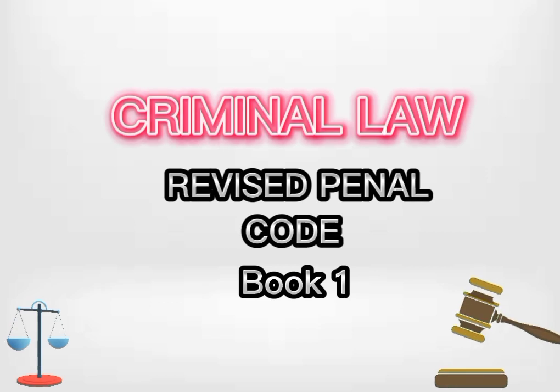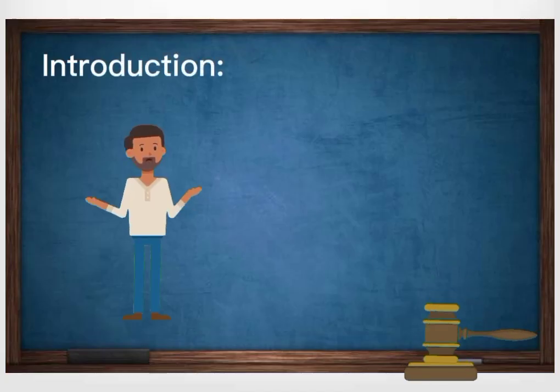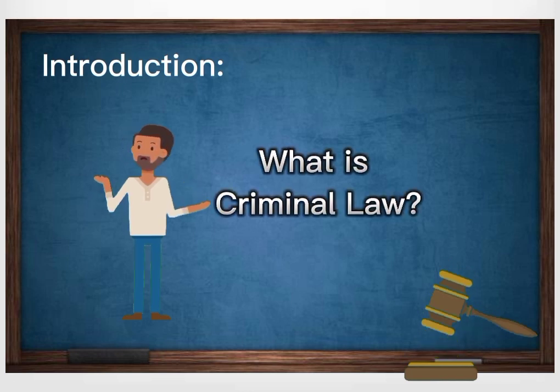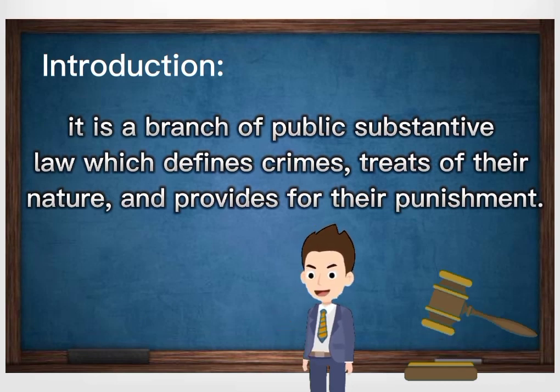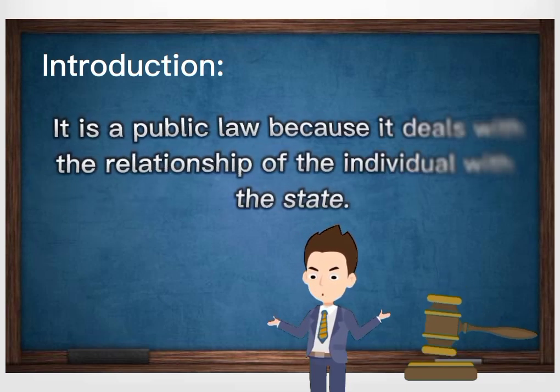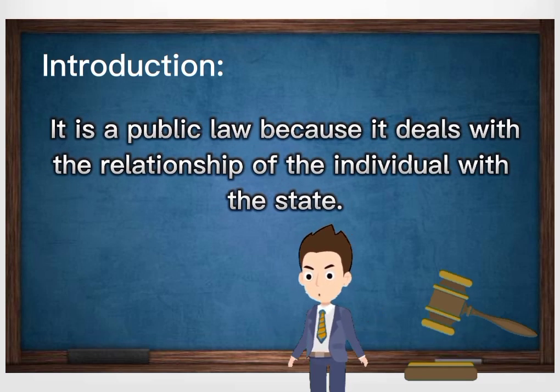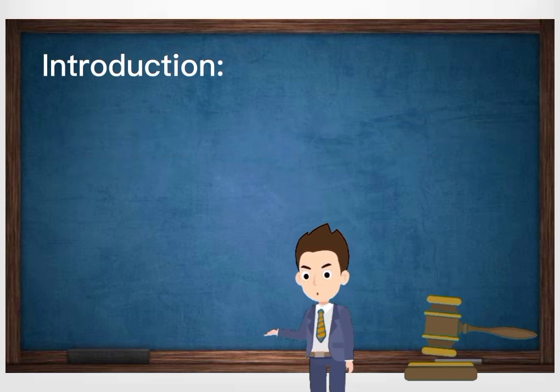In this video, we will be discussing the Introduction of RPC Book 1. Introduction. What is criminal law? It is a branch of public substantive law which defines crimes, treats of their nature, and provides for their punishment. It is a public law because it deals with the relationship of the individual with the state.